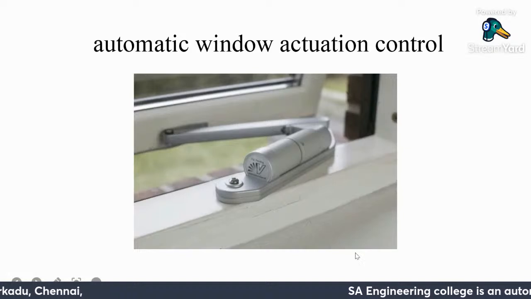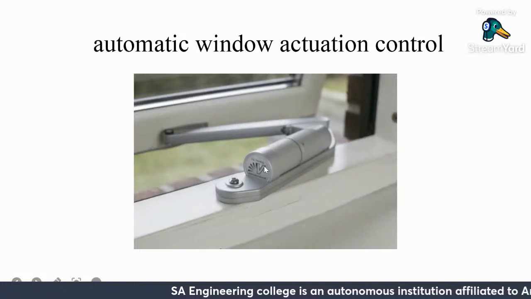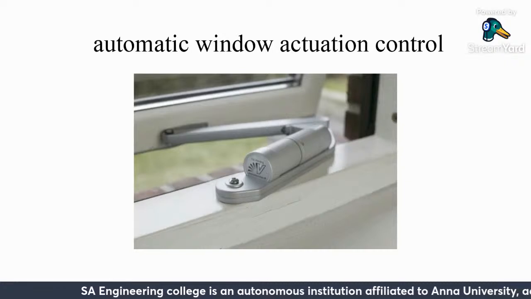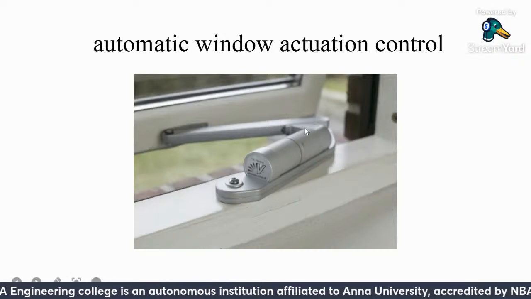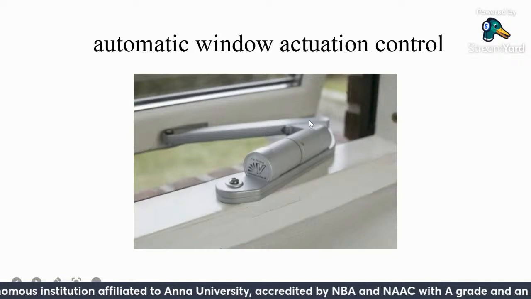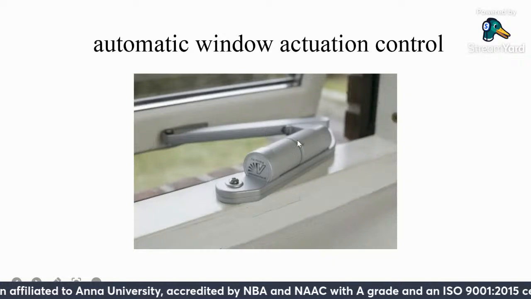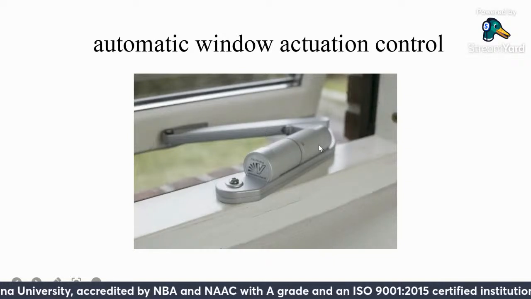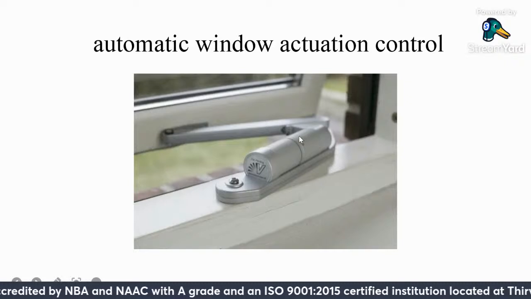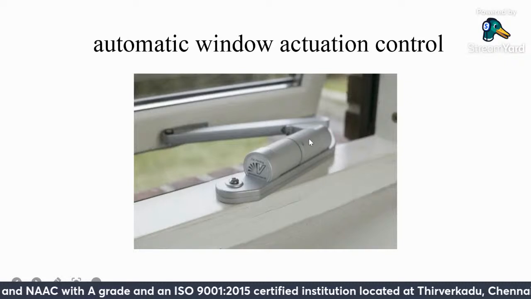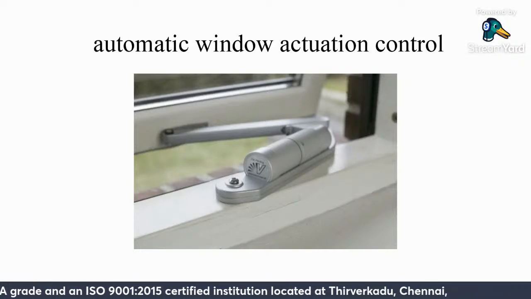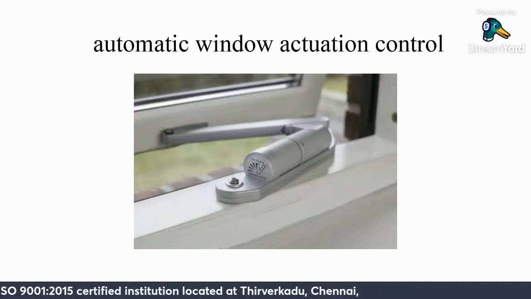Next, coming to the automatic window actuator control. For this, we are using a 9-volt window actuator for opening and closing the window accordingly, and we are using limit switches for controlling the actuator within the range. That is, it should not go beyond a certain preset value, preset distance, or preset operating quantity.